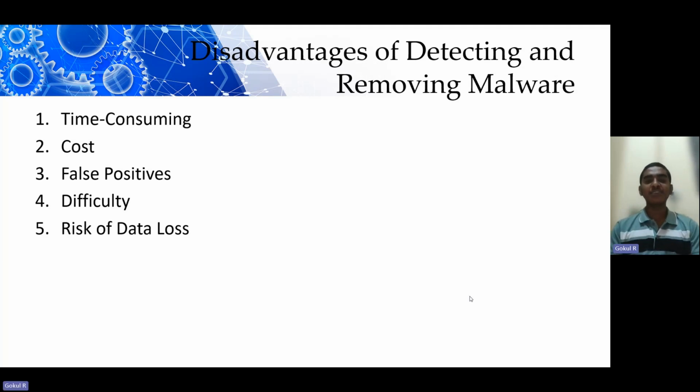And the final one is the risk of data loss. Some malware removal tools can cause unintended harm, resulting in data loss in our system. Sometimes our system data is also affected by the tools.